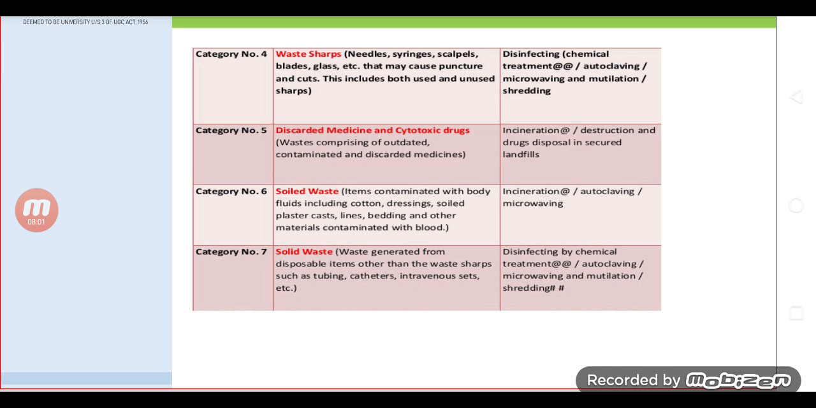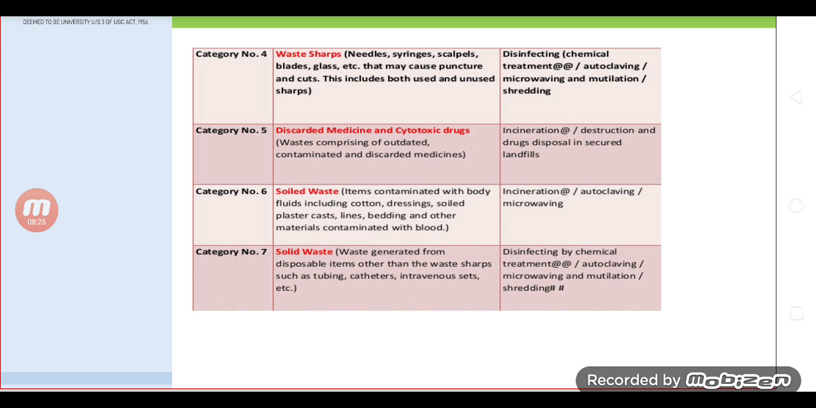Then category number 6, which is solid waste, items contaminated with body fluids, including cottons, dressings, soil, plaster cast, linens, bedding, and other materials contaminated with blood, can be disposed by incineration, autoclaving, and microwaving.